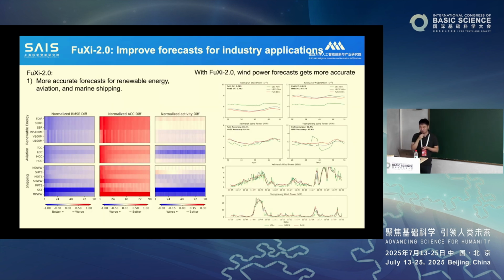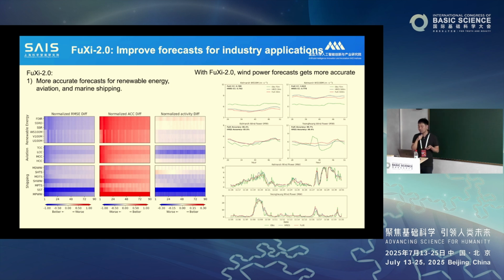So this slide shows that across those three application domains, from renewable energy to aviation, where we mostly evaluate cloud cover, and marine shipping, those variables are related to ocean waves. And we can see that compared to the ECMWF model, we have lower RMSE, and lower RMSE indicates better performance, and a higher anomaly correlation coefficient suggests also a better forecast.